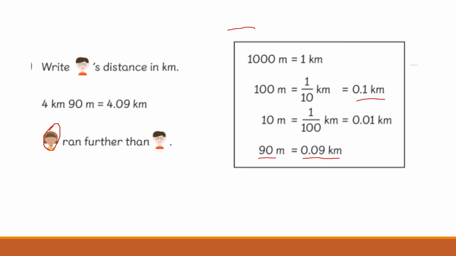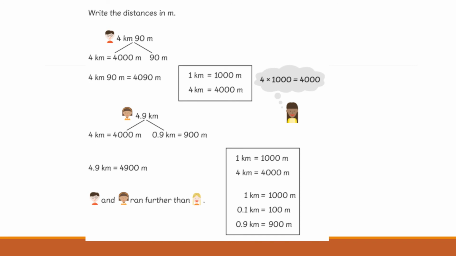So the girl ran further than the boy. We could also do it the opposite way around, so we could change the measure so that they are both showing meters. Now again, we've looked at this one, 4 kilometers and 90 meters. If we were to convert this into meters, we've got 4 kilometers, which gives us 4,000, and then 90, so it's just 90 left over. So the total would be 4,090 meters.